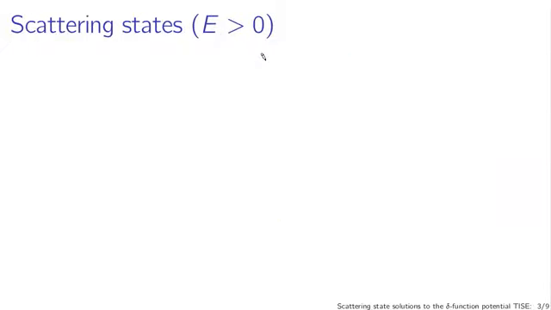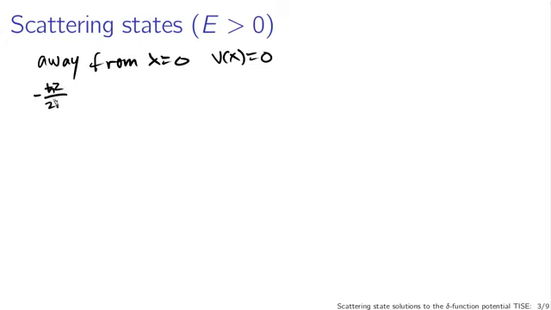So what do our scattering states look like? Well, away from x equals 0, we have V of x equal to 0. That means our Schrödinger equation, the time-independent Schrödinger equation, looks like minus h bar squared over 2m times the second derivative of psi with respect to x. No potential now is just equal to E times psi, where energy now is strictly greater than 0.